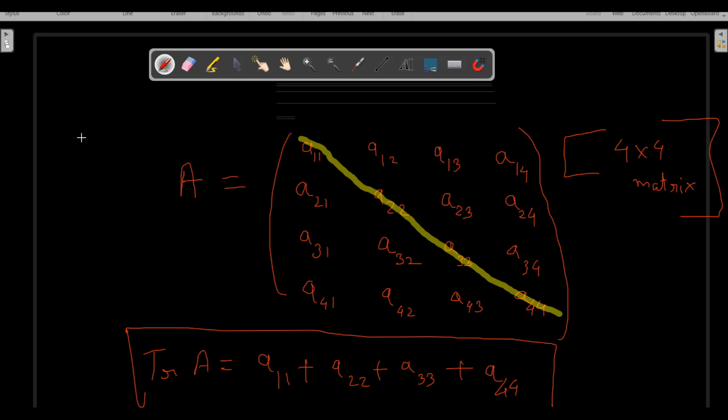It is denoted like this: TR is written, and then matrix A is written. And if the matrix is named B instead of A, then we write the trace as trace of B, like this.